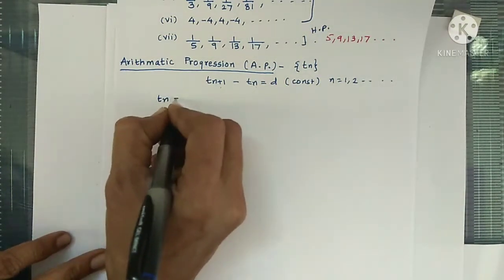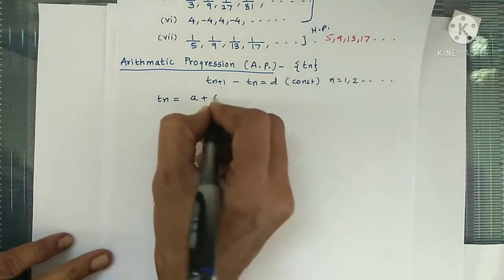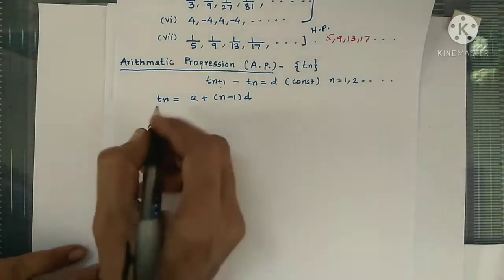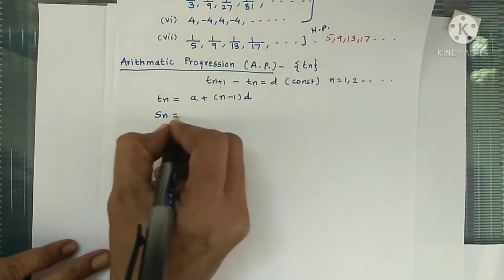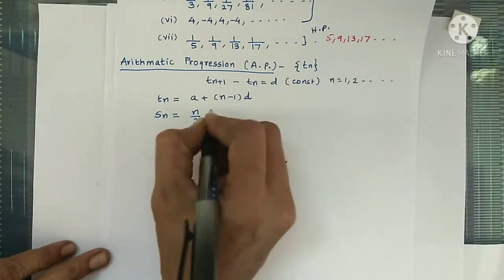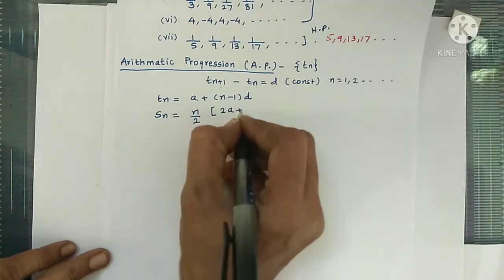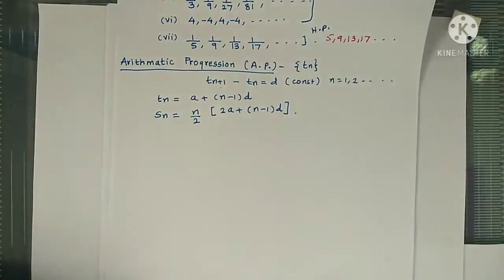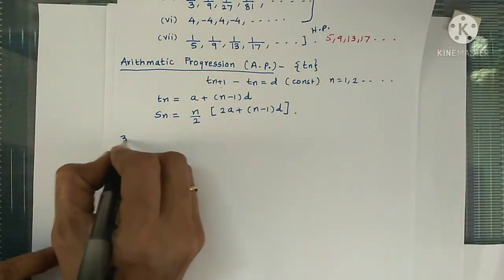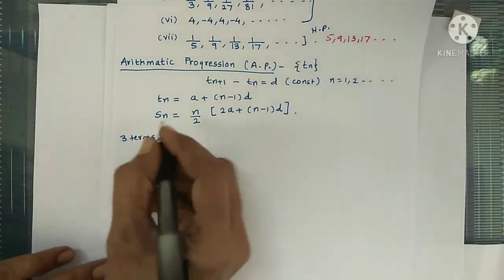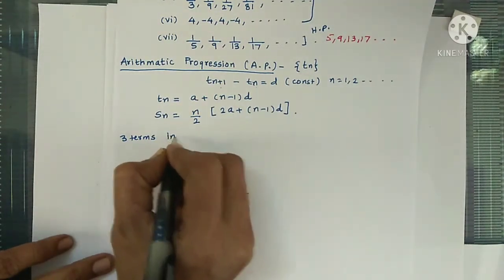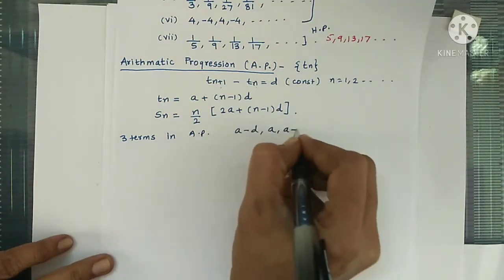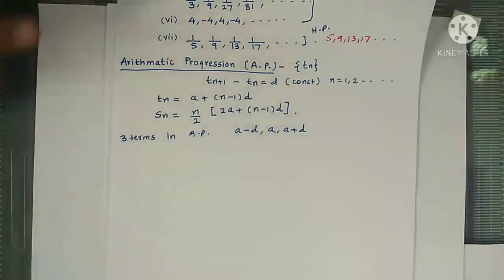Now the formula for the nth term of an arithmetic progression is a plus n minus 1 into d, where a is the first term and d is the common difference. And the sum of the first n terms of an arithmetic sequence is given by the formula n by 2 into 2a plus n minus 1 into d. To find three terms in AP, last year you may have solved such type of question. Three terms in AP, we take them as a minus t, a, a plus t. Like that, we can take 5 terms also.